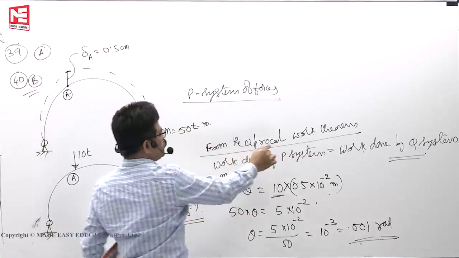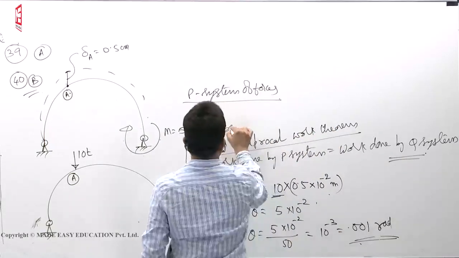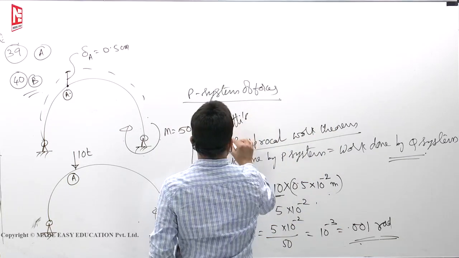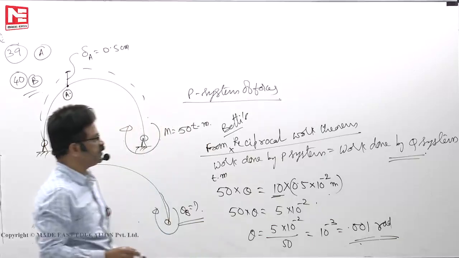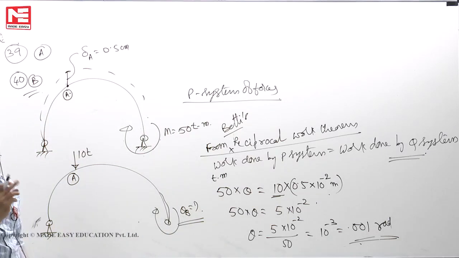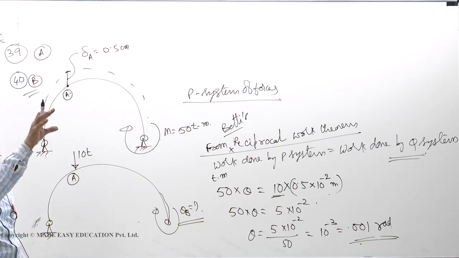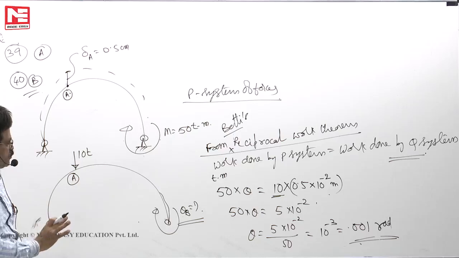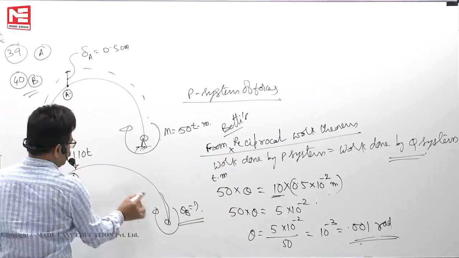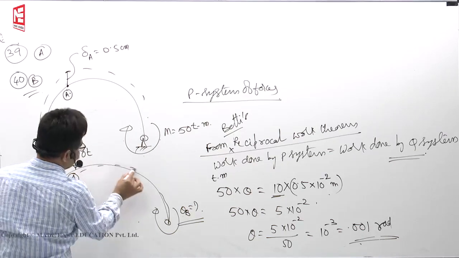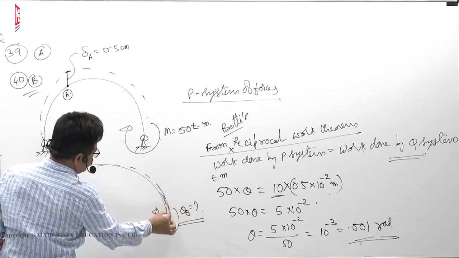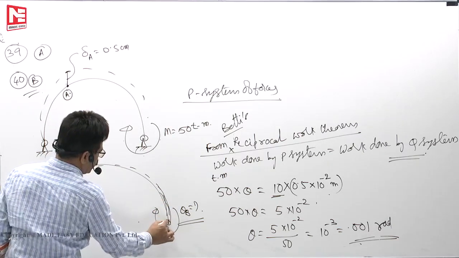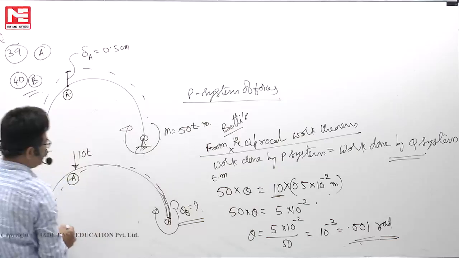This is Betti's reciprocal work theorem. I have given you the reciprocal work theorem in the matrix methods. Wherever they ask you one system of forces, see that. Then the second system of forces. When you apply 10, this might have rotated like this. Then how much it rotated? This angle, say theta b.